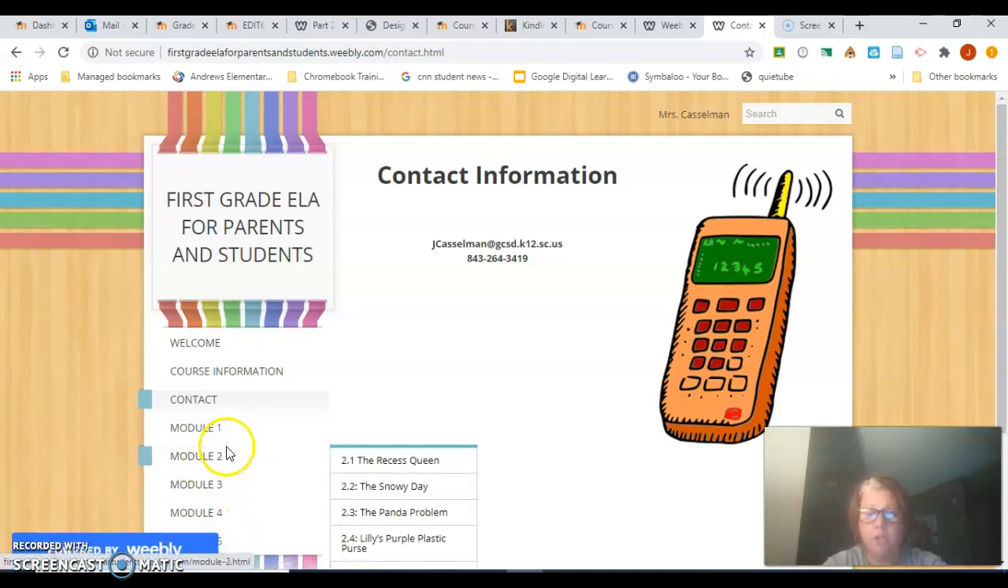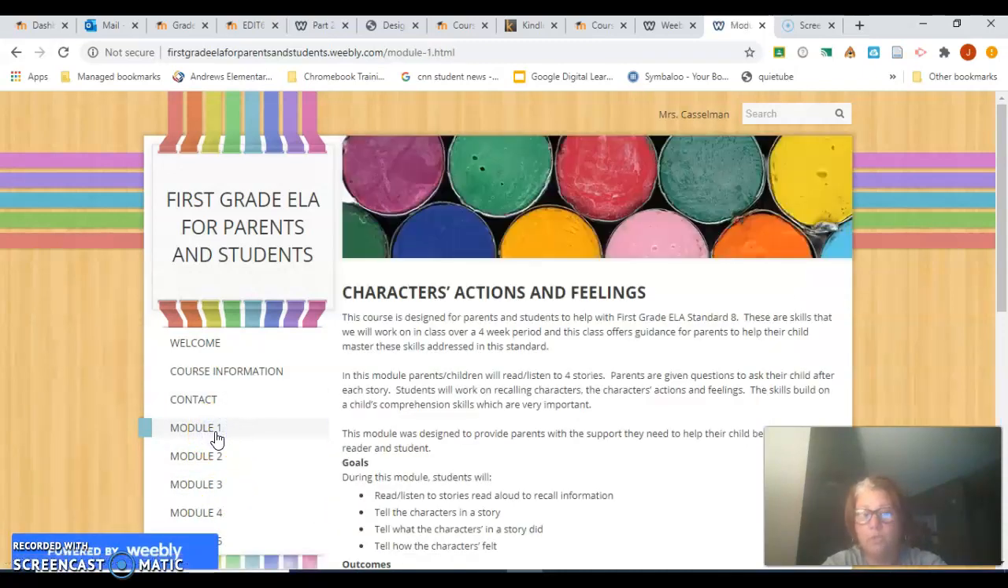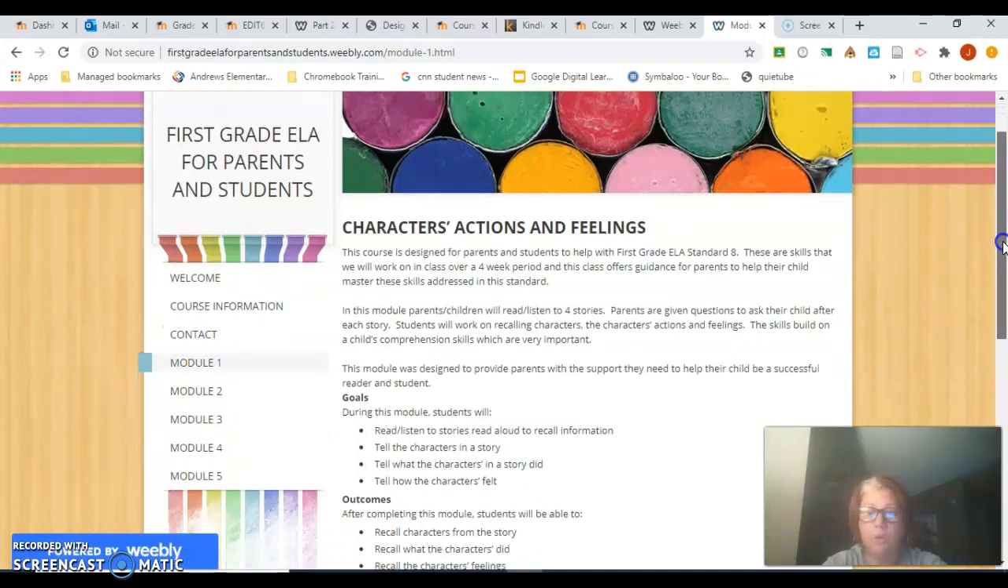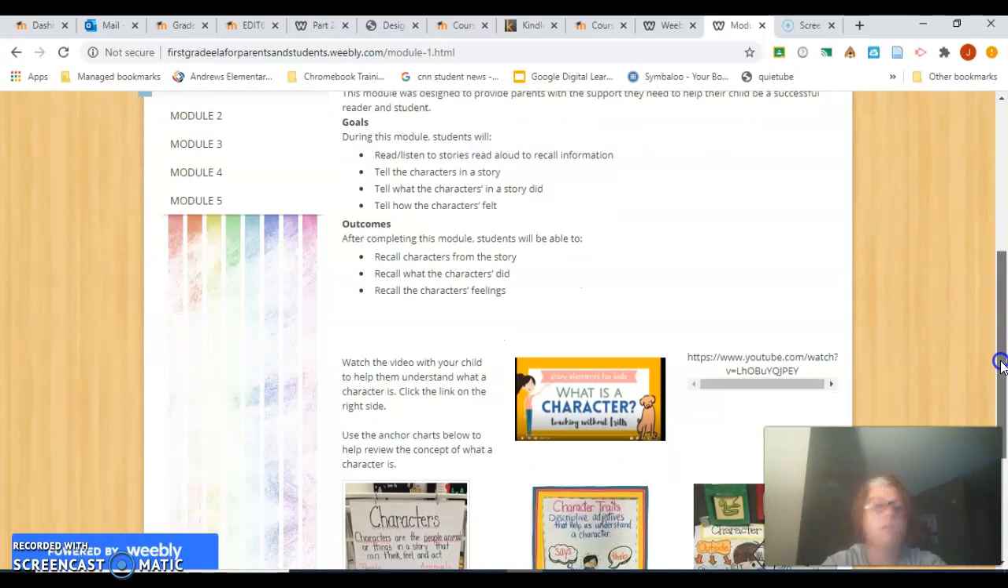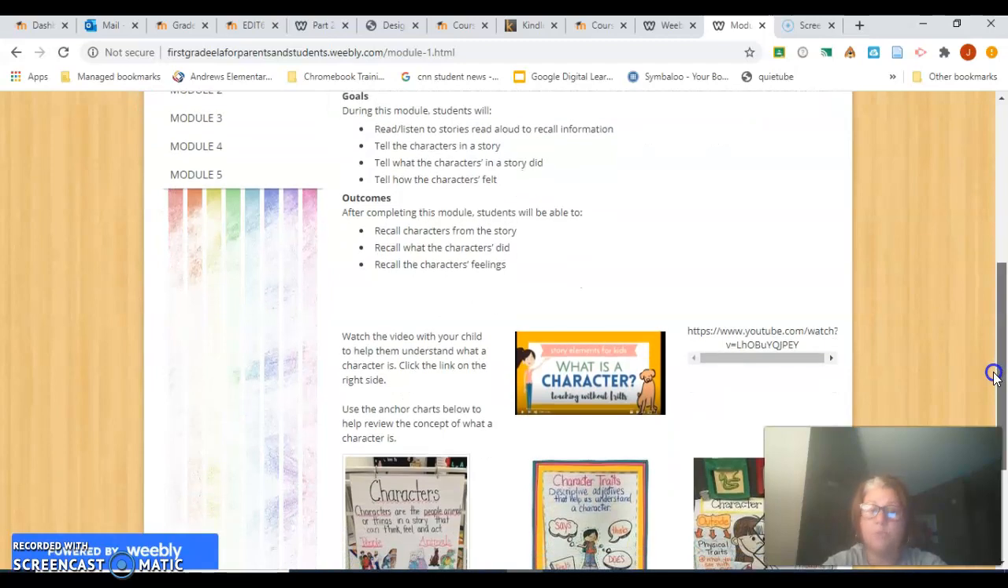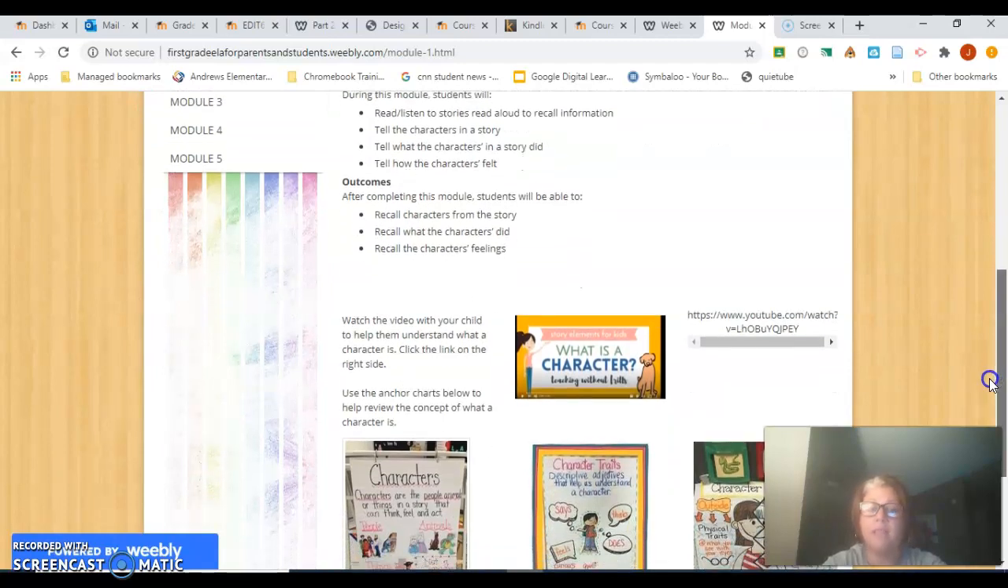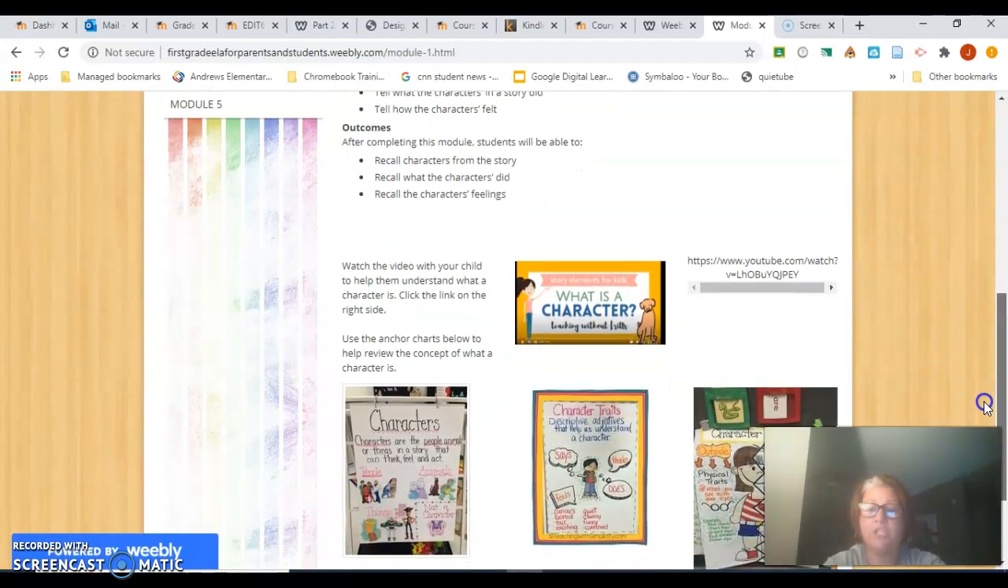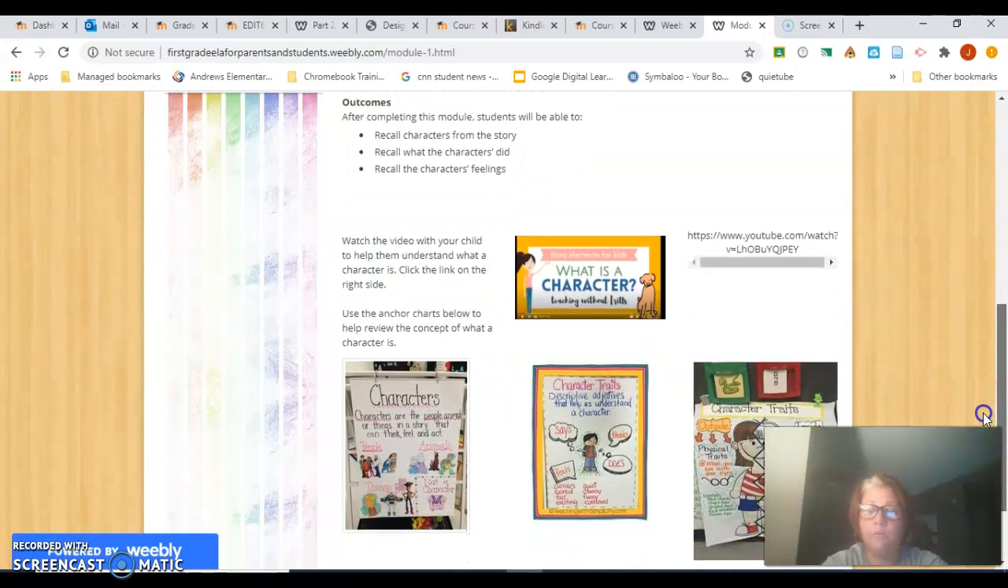We'll take a look at Module 1. Module 1 was broken into 4 subtopics, which were 4 different read-alouds. On the overview page, there are a few visual aids to help parents understand what is expected from this standard.